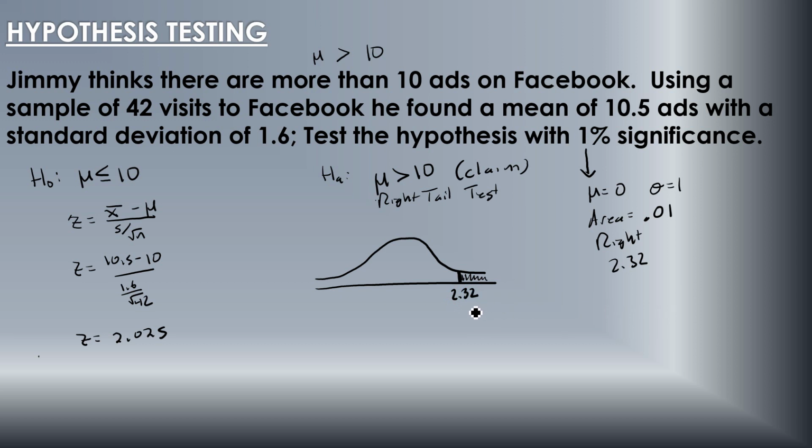Now, what I'm going to do is look at where this z-score fits in this rough drawing. It would fit to the left somewhere of this 2.32. It would be 2.025. So my HA, my alternative hypothesis, is outside the region. Outside the critical region.